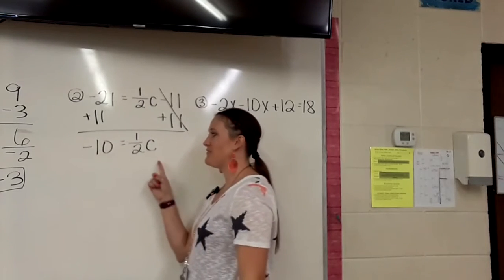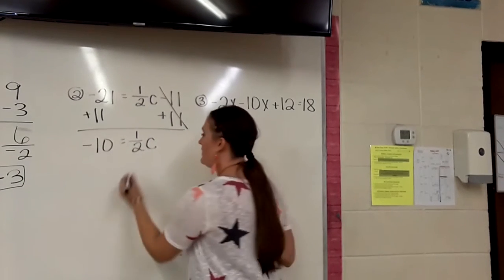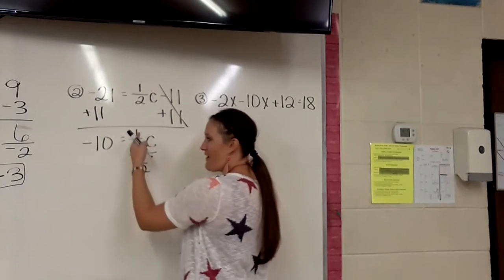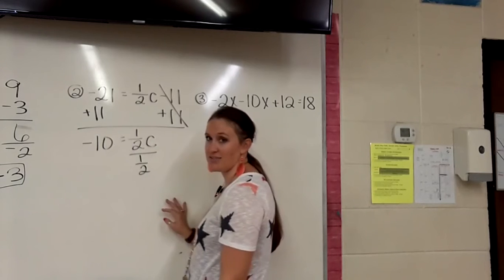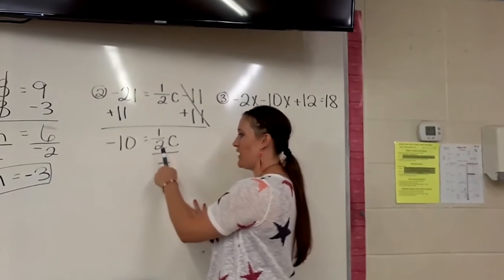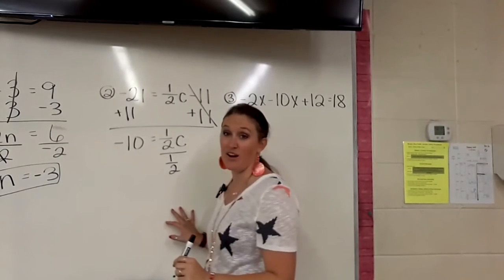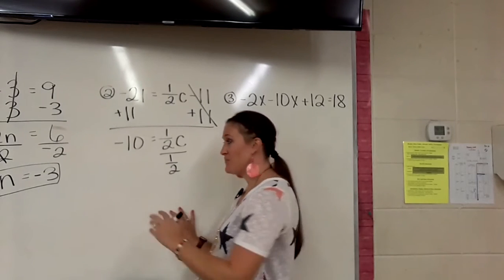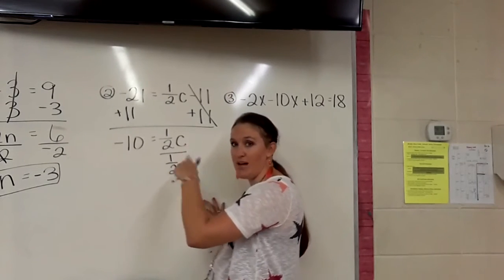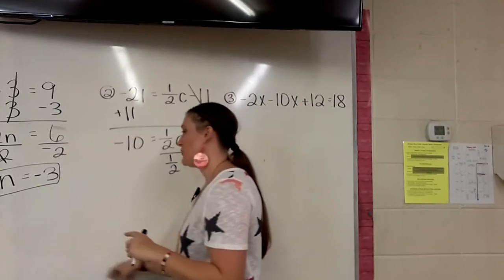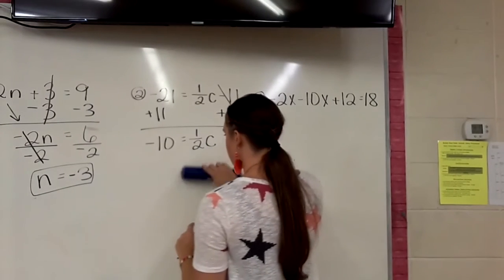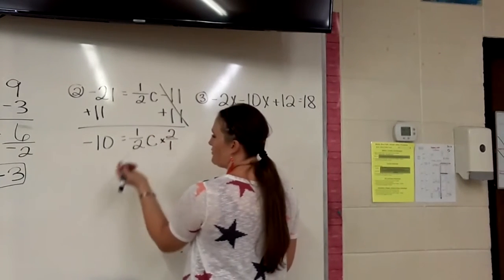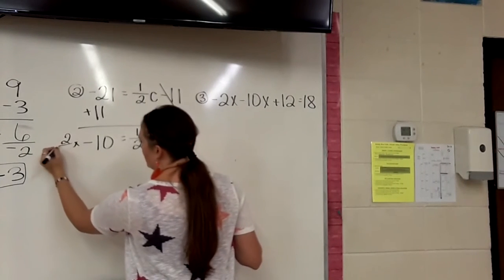Now, it's 1/2 times c, so we would divide, okay? But if you look at this, we can't have a fraction divided by a fraction because that really means 1 divided by 2 divided by 1 divided by 2. That's a lot going on. So if you remember, when we divide fractions, we flip that second one and multiply. So you do the same here. So we would take that 1/2, flip it, so it's going to become 2 over 1, and multiply both sides by 2 over 1.